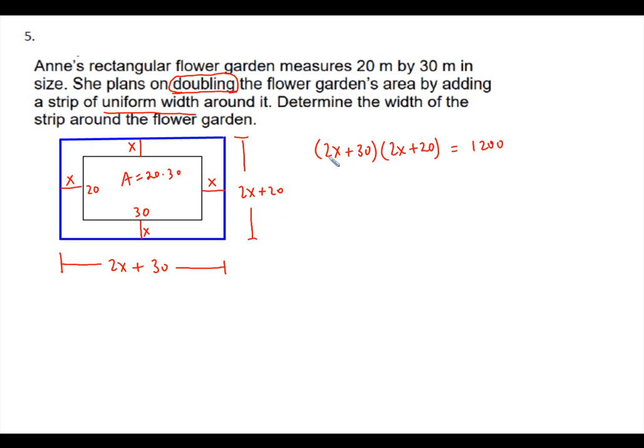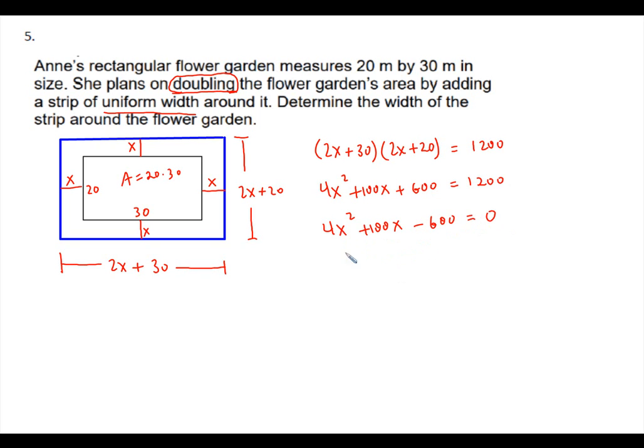So let's multiply all this. So we're going to end up with 4x squared, right? So 4x squared, that'll give you 40 plus 60 plus 100x plus 600 is going to equal 1,200. So we need to make the quadratic equal 0. So we minus 1,200 on both sides. We get negative 600.